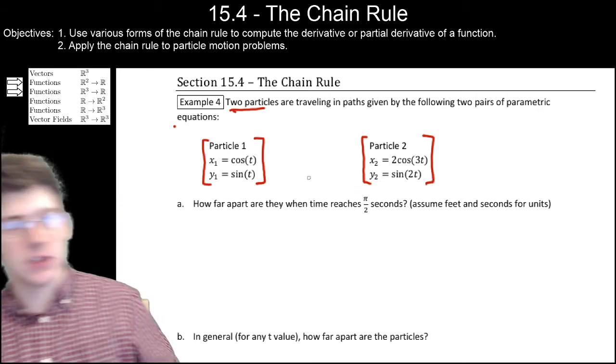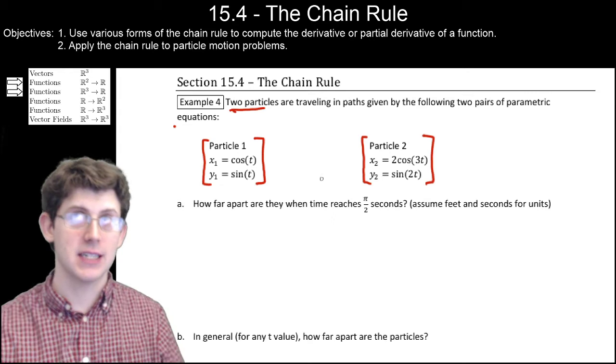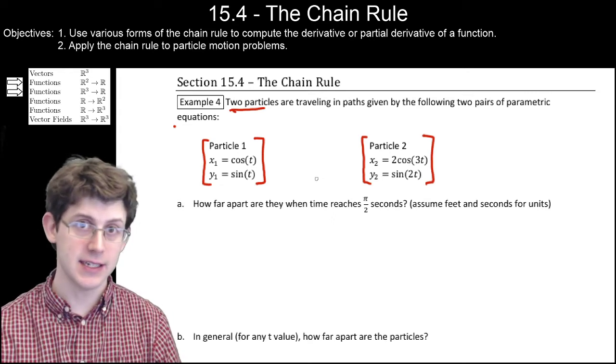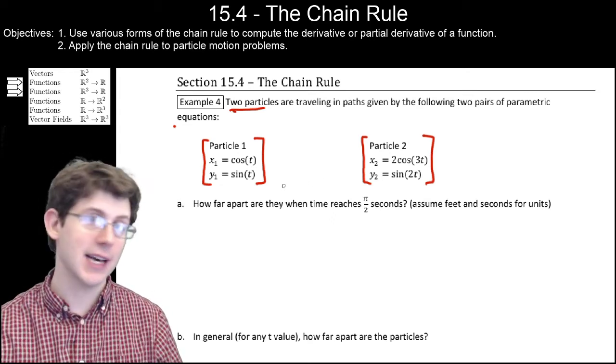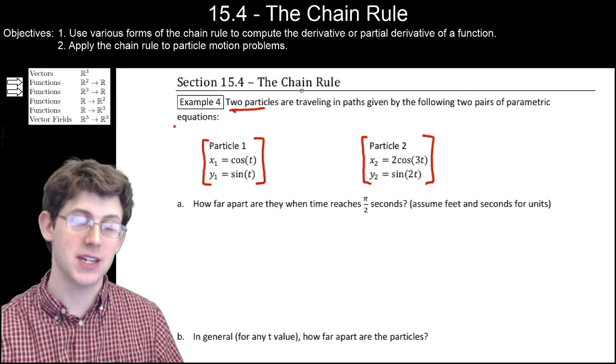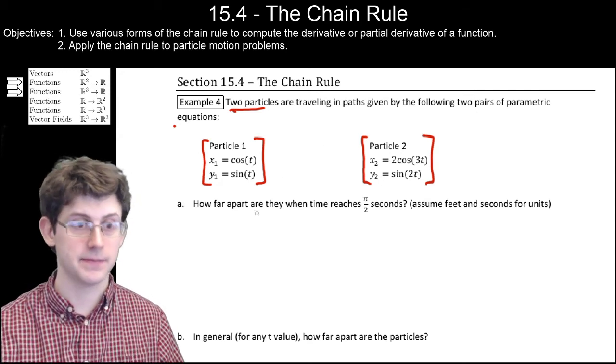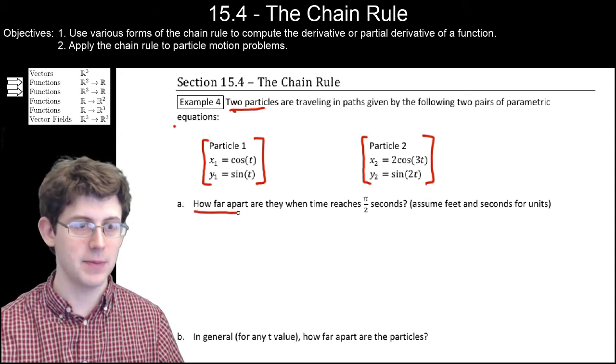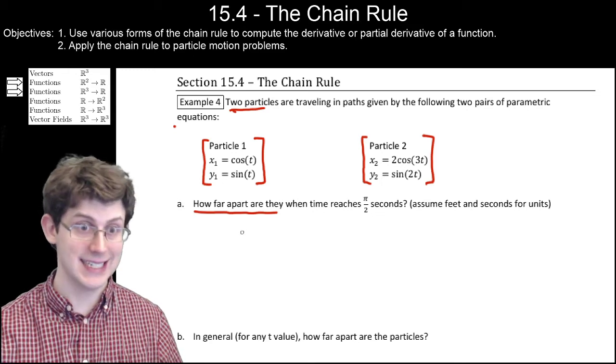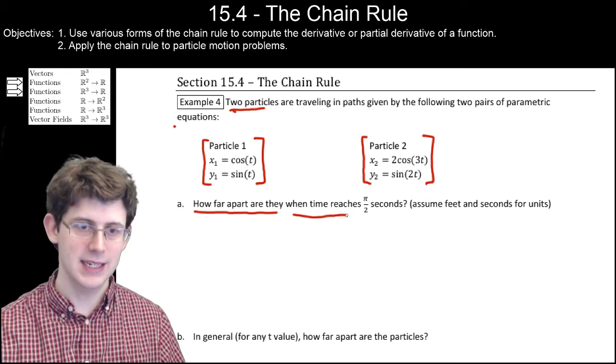So let's go through these questions about these paths. Not all of them will require calculus. Some of them will. We'll try to use calculus only when it's necessary and use the chain rule only when it's necessary. So first it asks, how far apart are they? That's just going to be a distance formula. When t equals pi over 2.